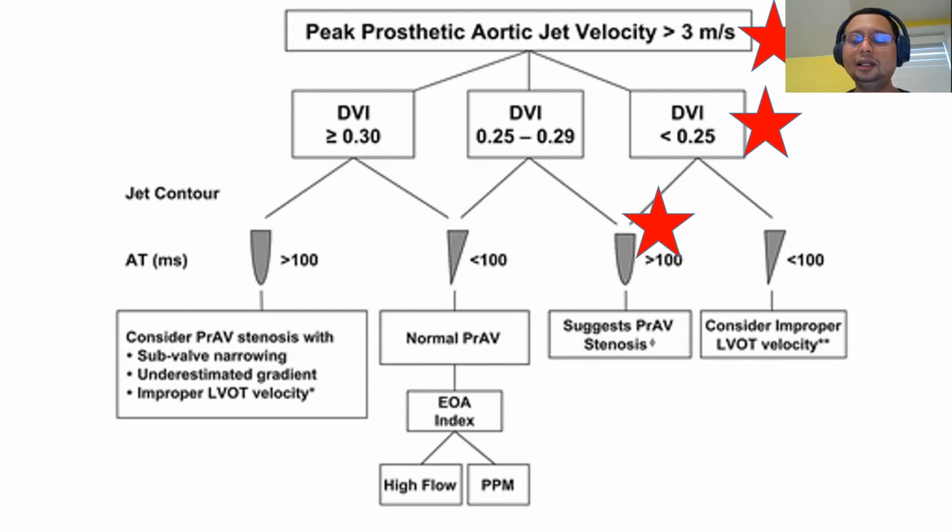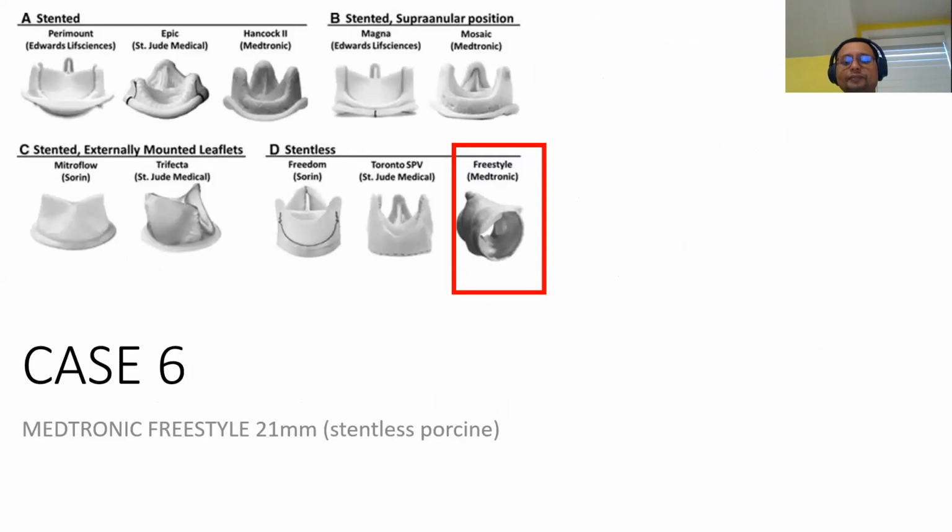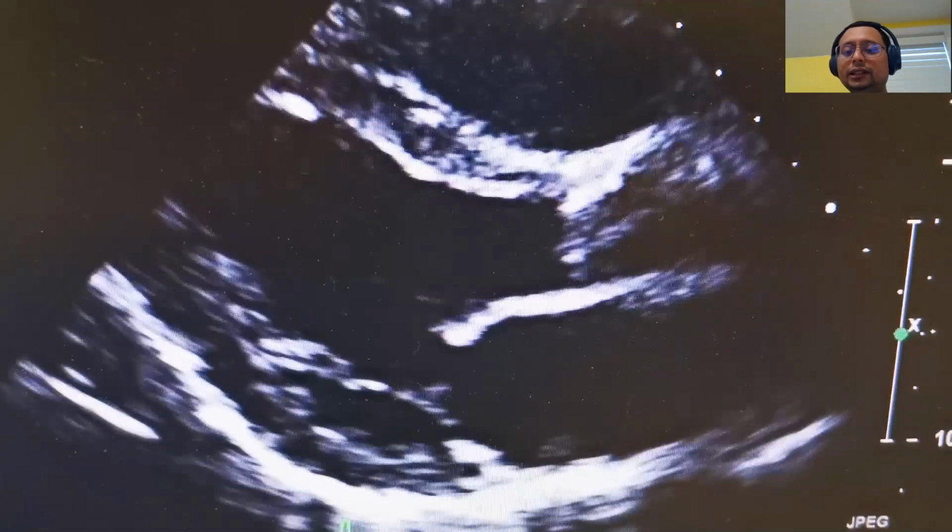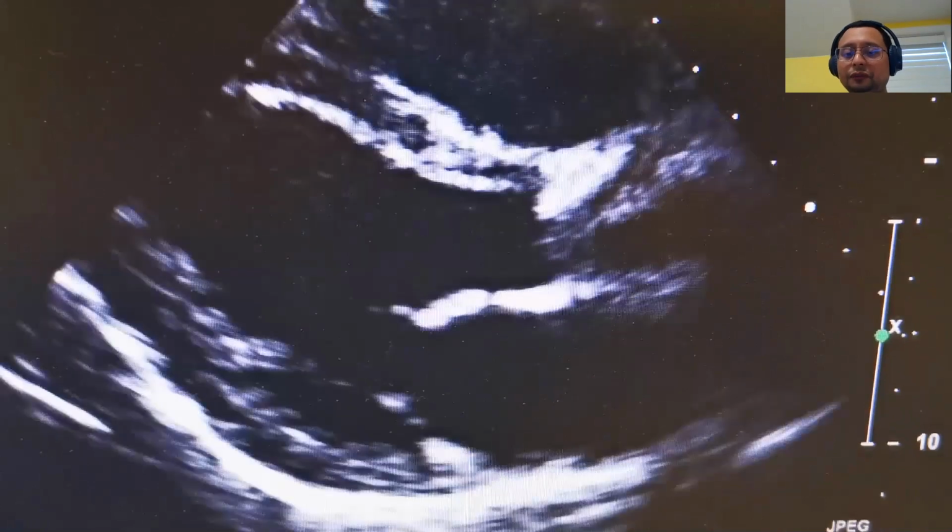Why the obstruction? Because we can see that it is calcified. So most likely this is structural valve degeneration. Okay, this is likely structural valve degeneration. So this is case number 6, Medtronic Freestyle again. So it is a root and valve, a porcine bioprosthetic valve. This is looking at the parasternal long axis view, right?